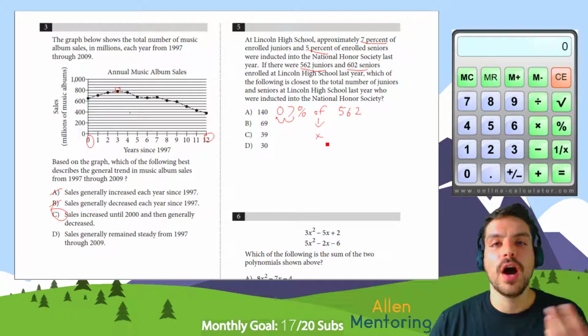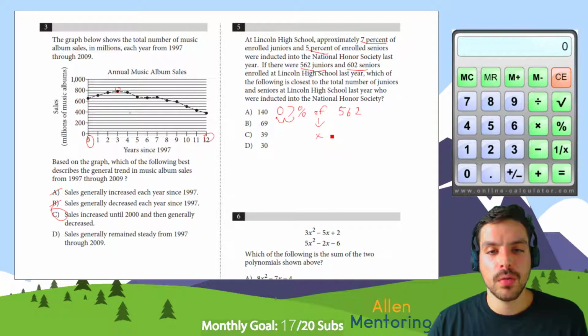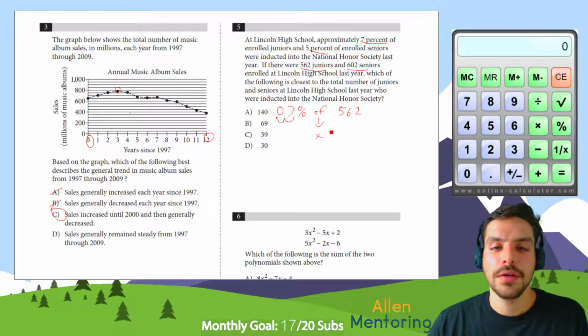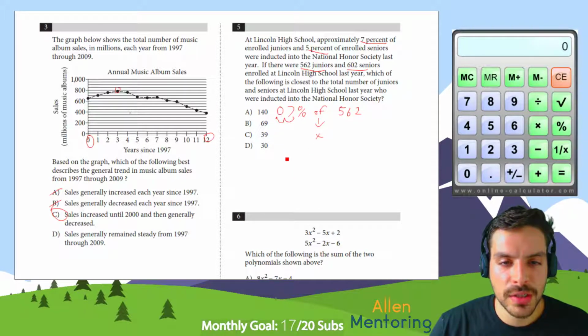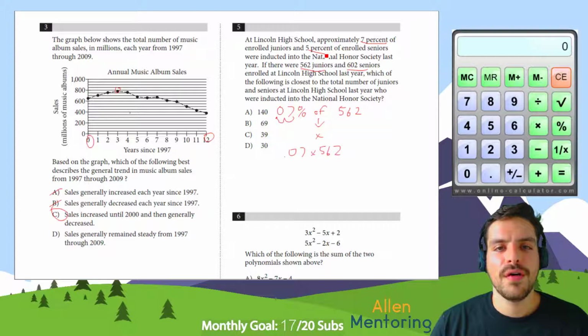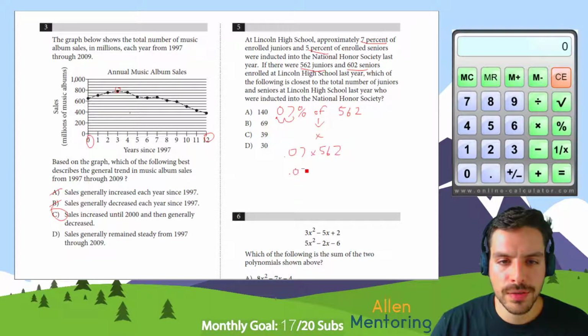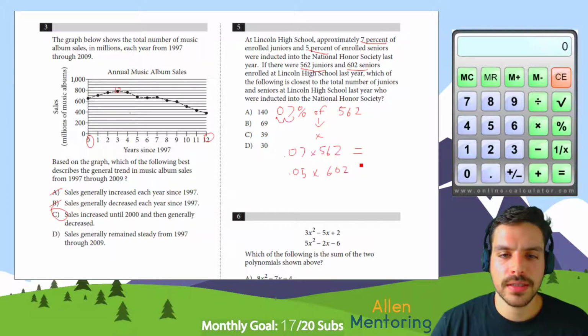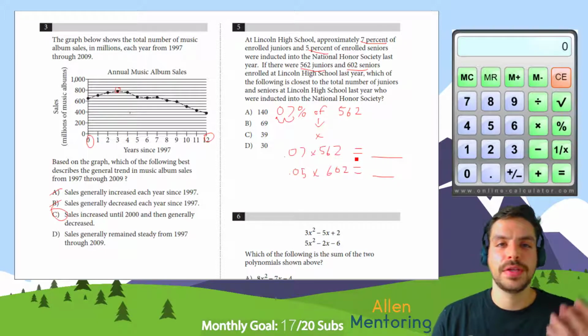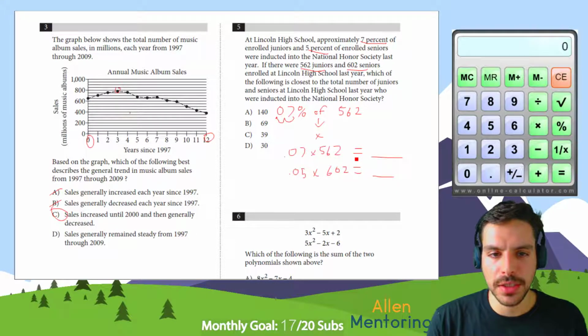So when you're finding of, a percent of something or a fraction of something, you can think of as being multiplication. So at the end of the day, we're trying to do 0.07 times 562, and then we're going to do 5% of 602. So it would be 0.05 times 602. And whatever we get here, okay, we will then add that to find the total number of juniors and seniors.